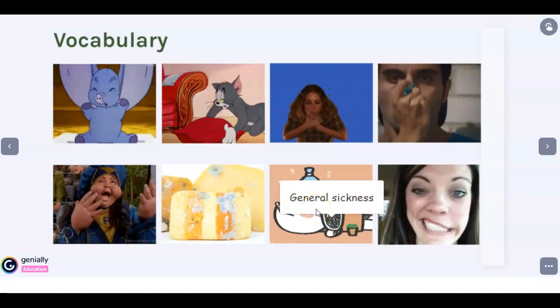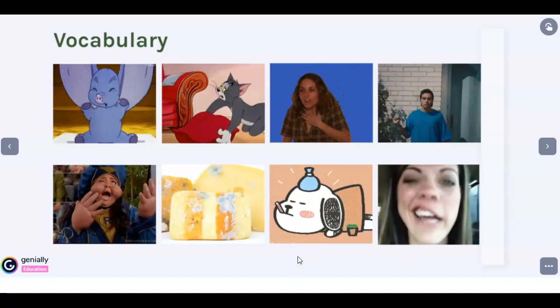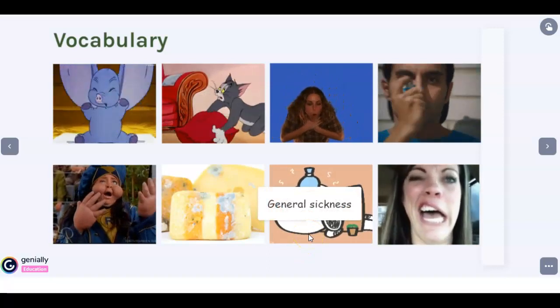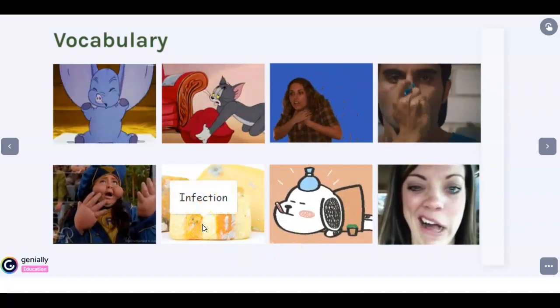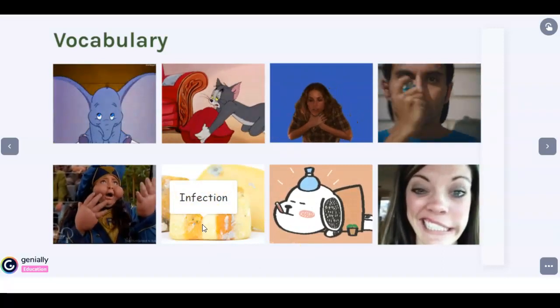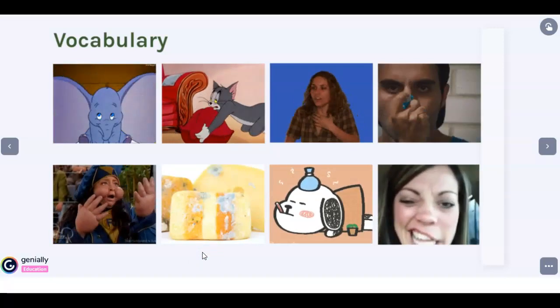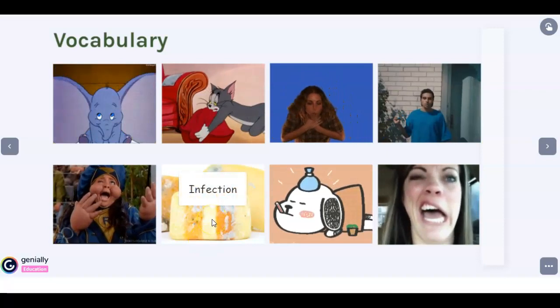This character has general sickness because he has fever, tiredness, maybe sneezing and coughing, so he has general sickness. I gotta confess that this one was kind of difficult to represent, but I'm quite sure that you understand the idea of an infection, okay? So this is cheese. I know it is not a person, but yes, with this you can recognize an infection.